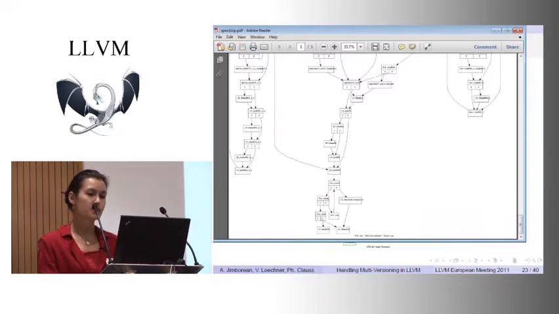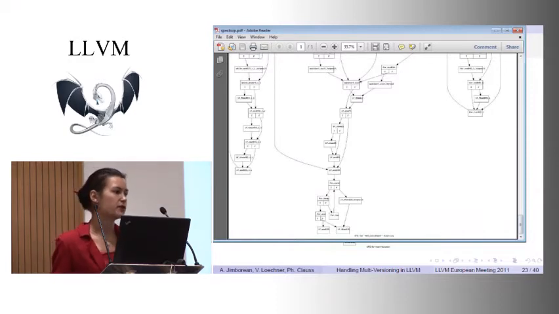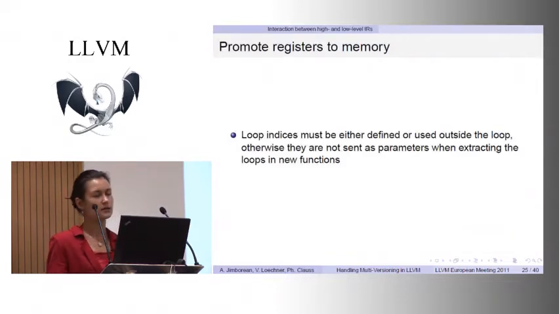Another problem when we promote the registers to memory was that if we extract each loop nest into a new function, we count on the fact that LLVM will transmit the correct parameters to these functions. That means all values that are defined outside of the loop and are used inside the loop, and all values that are modified inside the loop and reused outside of the loop are transmitted as parameters to these functions.